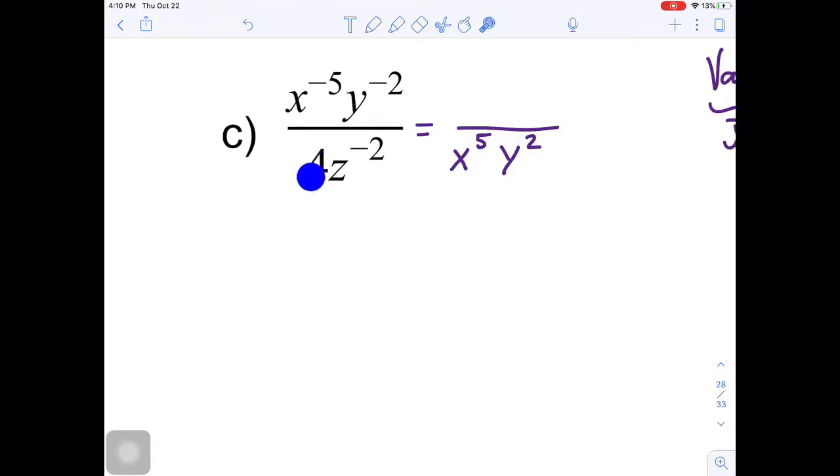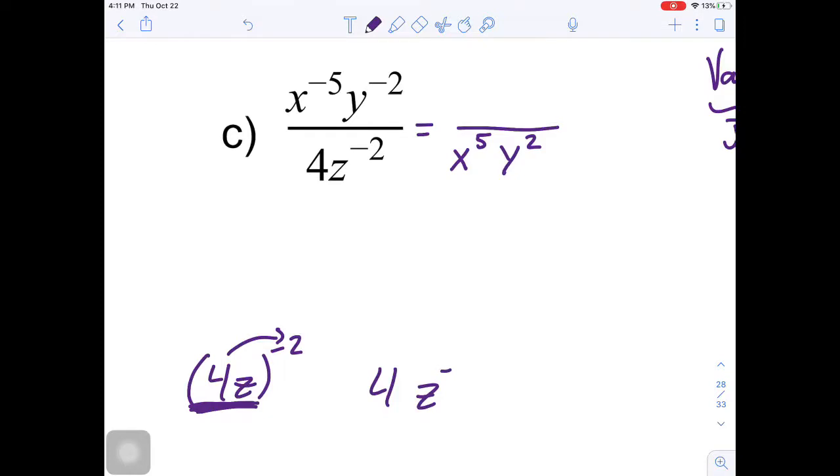Here, this is really important. The 4 is not being applied to the -2, okay? Only the z is. So that's where your brackets are really important. For z to the power of -2, absolutely, this is being affected by that power. But with 4 times z to the power of -2, only your z is being affected by it.